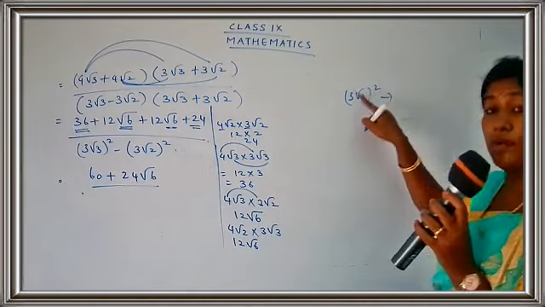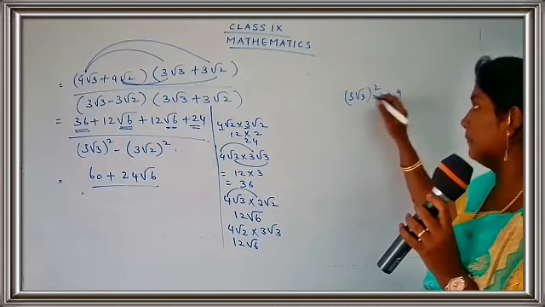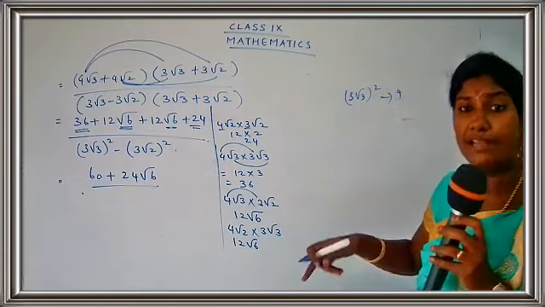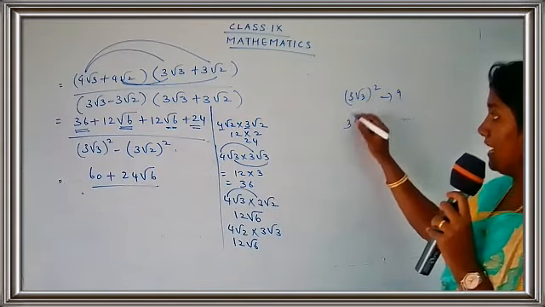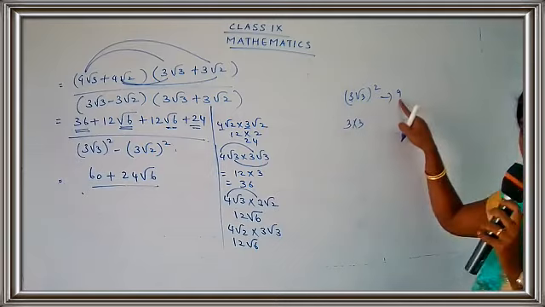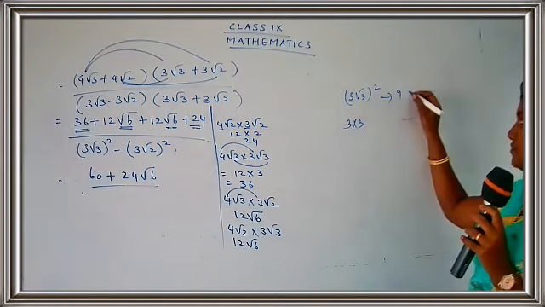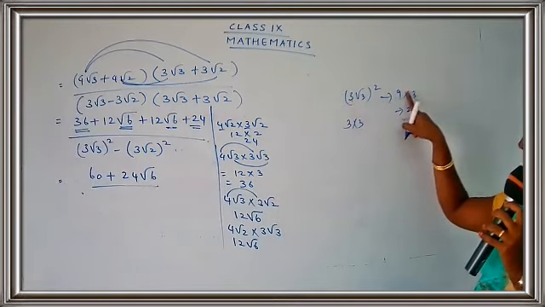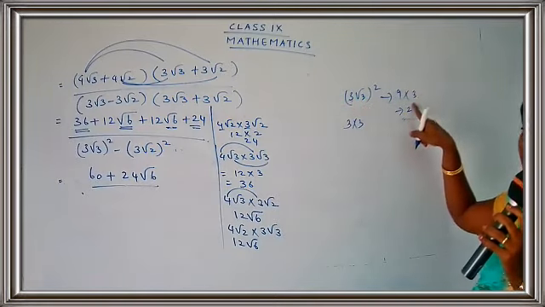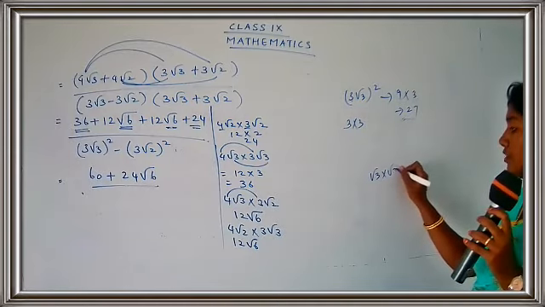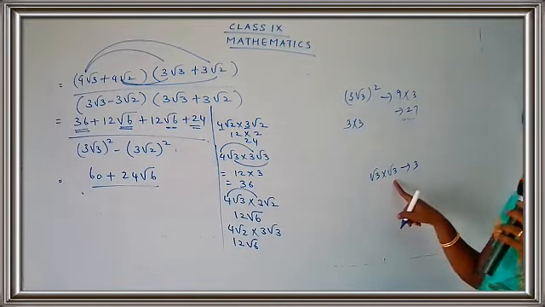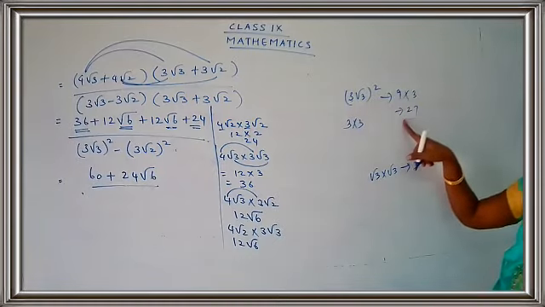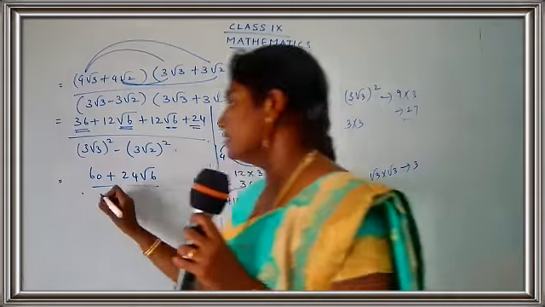Now 3 square, what is 3 square? That's 9. 3 into 3, 9. Root 3 square, root 3 into root 3, that's 3. Be careful children. 3 into 3 gives you 9. Root 3 into root 3 gives you 3. So the answer is 27. Do not get confused when you multiply root 3 into root 3. Root 3 into root 3 is 3 and 3 into 3 is 9. So I get the answer as 27. So I get here 27.